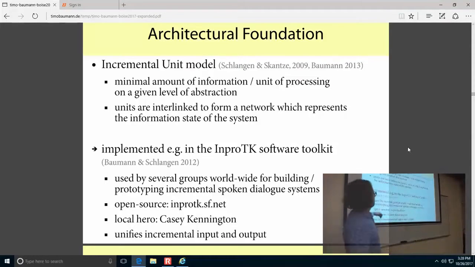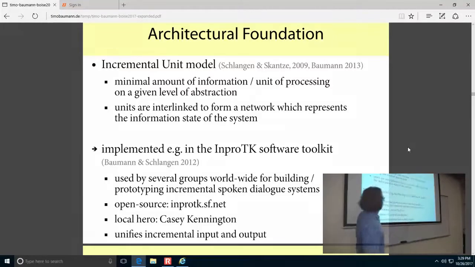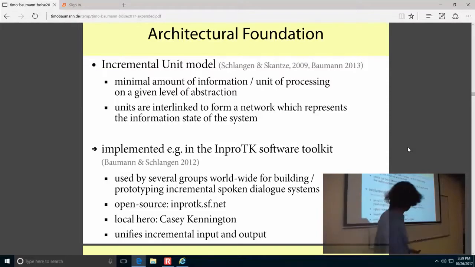And that network of units is actually the information state of the system. So we have implemented that in InproTK. InproTK is kind of old. I wouldn't recommend it if there weren't a local hero here that you can direct all your questions to. And the nice thing, it unifies this incremental input and output, and thanks to Casey, all the things in between as well.